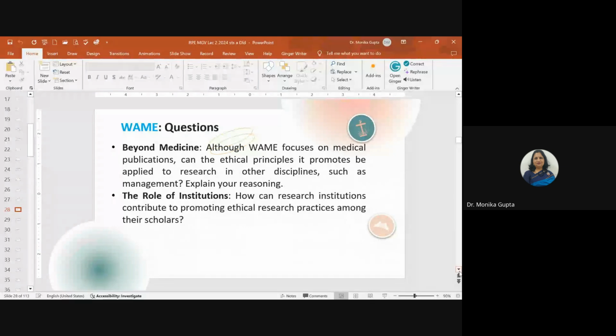So they can provide comprehensive ethics training, establish clear ethical guidelines, implement robust research integrity policies, encourage open science practices, support mentorship and collaboration, and foster a culture of ethical conduct.